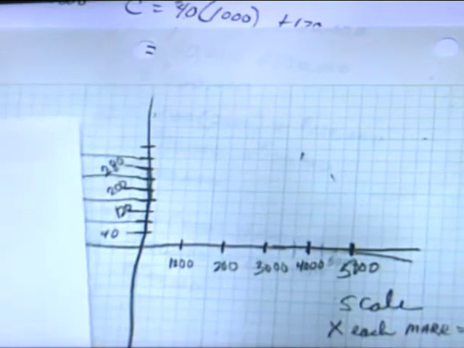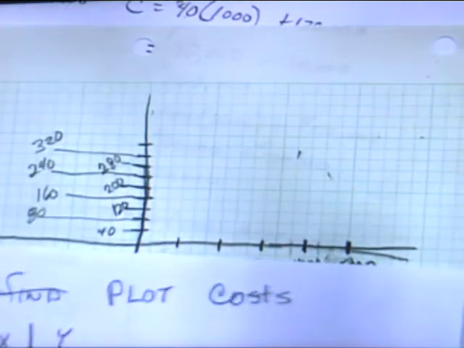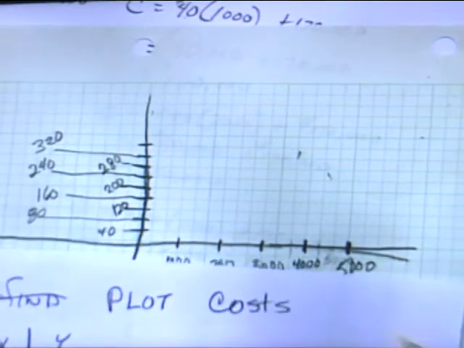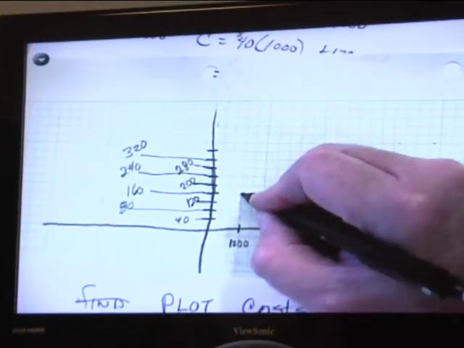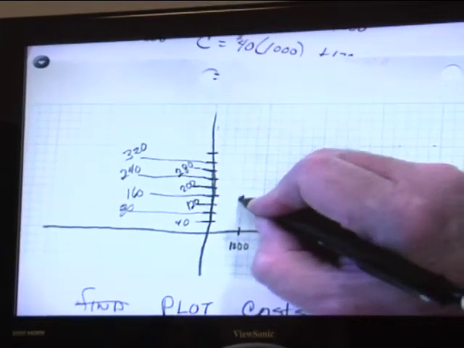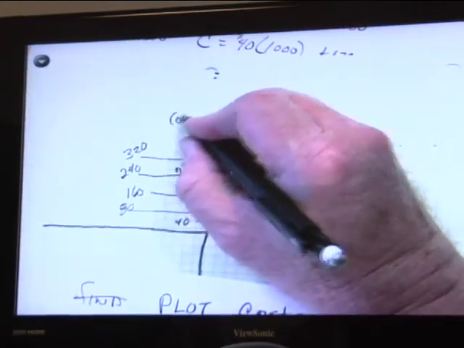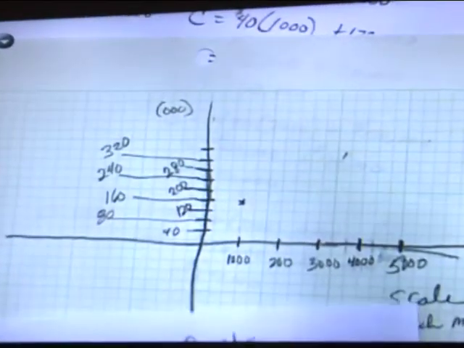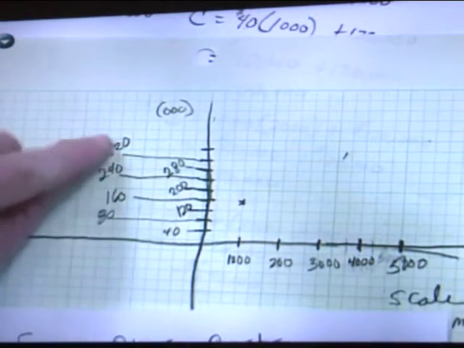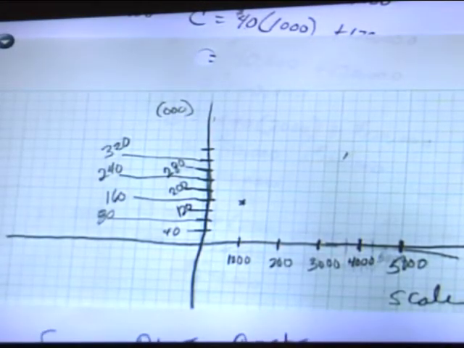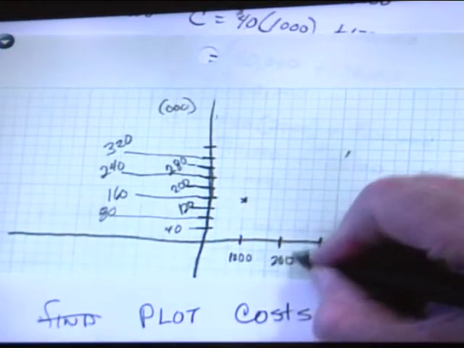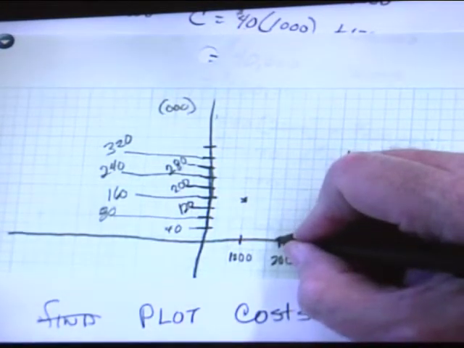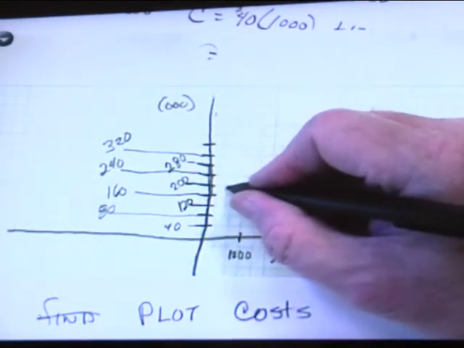So let's graph our data. 1,000 was 160. So here's 1,000 on our x. Here's 160,000 on our y. We'll put 3 zeros here, meaning that we're going to attach 3 zeros to the end of all these numbers. That's all that means. 2,000, our y was 200,000. That's right here.